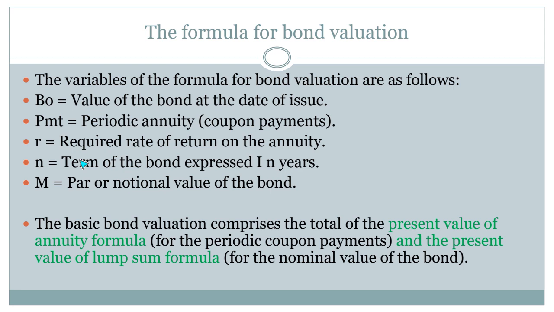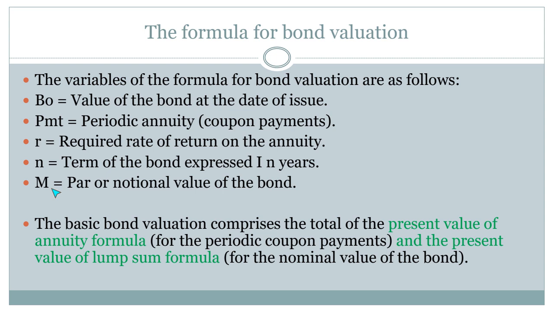The I/YR that you program in would be the required rate of return. That would be the small r. The PMT, they've got it in capitals, is exactly the same as this PMT that you put into the formula. That is the nominal value of the bond multiplied by the coupon rate of the bond. And then the future value, FV, that you program into the calculator is going to be the same value as this capital M, which is the future lump sum that we will receive on maturity of the bond.